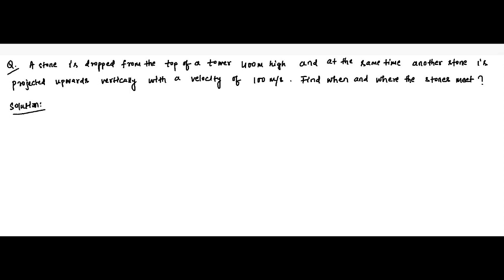Hello friends, so here is another question on equation of motion. It is given that a stone is dropped from the top of a tower 400 meters high, and at the same time another stone is thrown upwards vertically with a velocity of 100 meters per second. Find when and where the two stones meet.